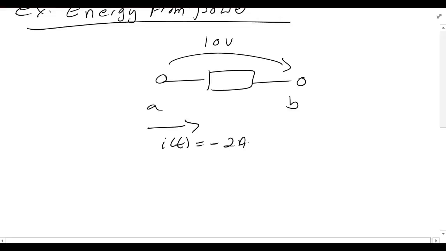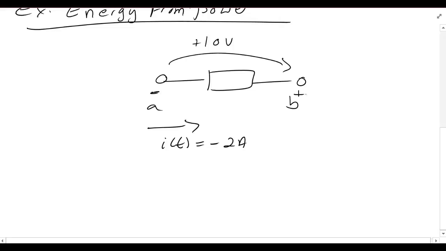So the first thing we need to ask ourselves is which of the terminals in my circuit element is the high energy terminal and which is the lower energy terminal. Since my 10 volts is positive, that means as we move from A to B with positive current, we gain energy, which means that A is the lower and B is the higher energy terminal.